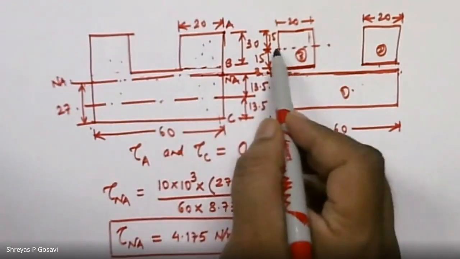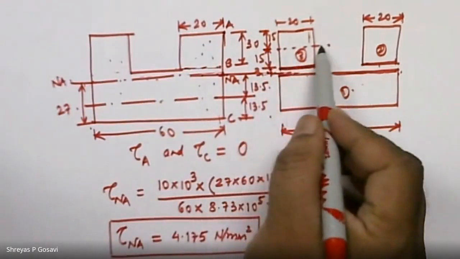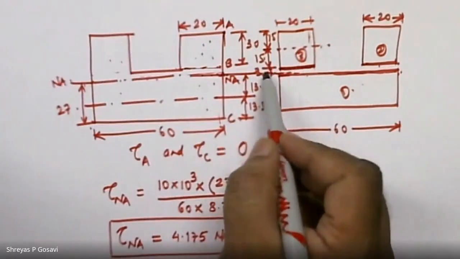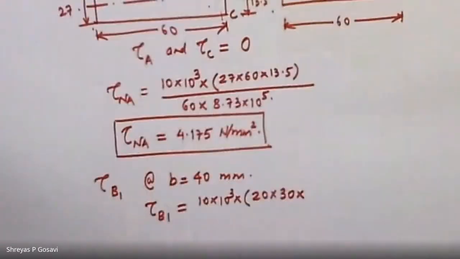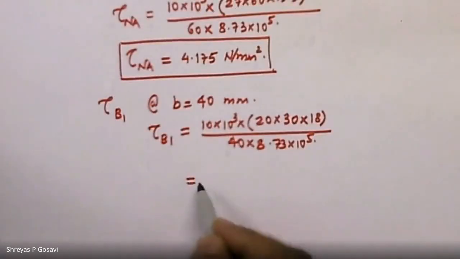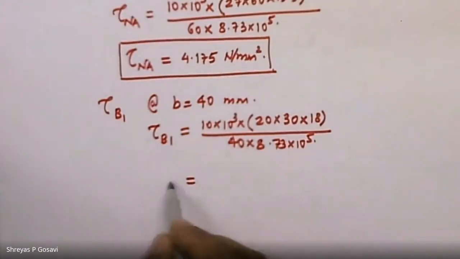So the distance between the two axes, that is the centroidal axis of the section under consideration with respect to the neutral axis, will be 15 plus 3 millimeter. That is 18 millimeters divided by B, that is 40, multiplied by the value of I, 8.73 into 10 raised to 5 Newton per mm square. And the value of the shear stress about this width comes to be 6.185 Newton per mm square.